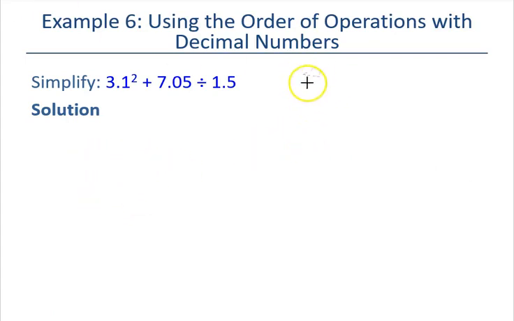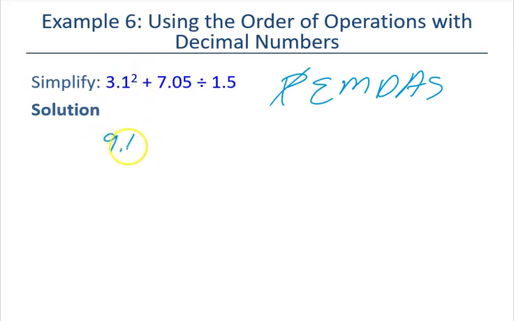Now let's work on the order of operations here. Go ahead and write this out. Let me go ahead and write out our PEMDAS here. Okay, remember we've got parentheses, exponent, multiplication, division from left to right, addition, subtraction from left to right. I don't have any parentheses, so I can get rid of that. Well, notice I do have an exponent here. I've got 3.12 squared. Well, when I work that out, it ends up being 9.61.